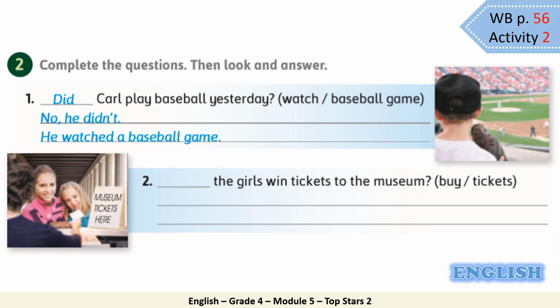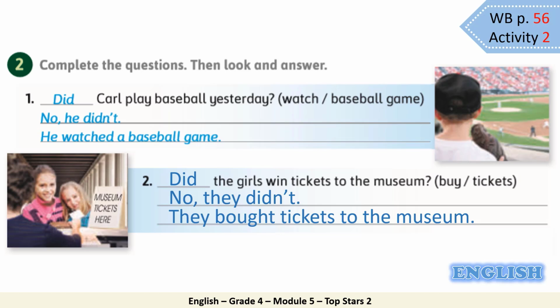Space. The girls win tickets to the museum. So we say, did. Now look at the picture. We have museum tickets here. So, no, they didn't. If they didn't win tickets, then what should we say? Use this prompt. Buy tickets. We say, they bought tickets to the museum.